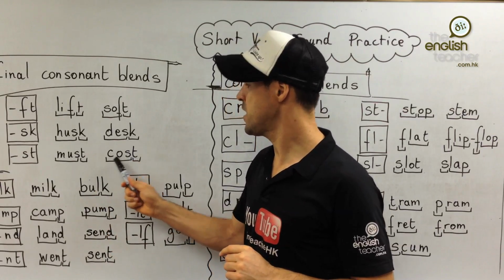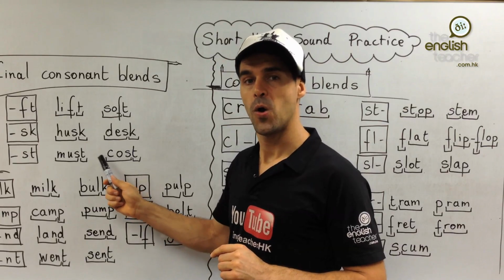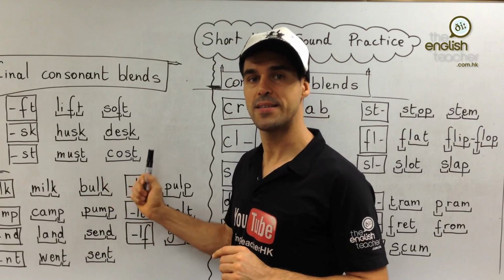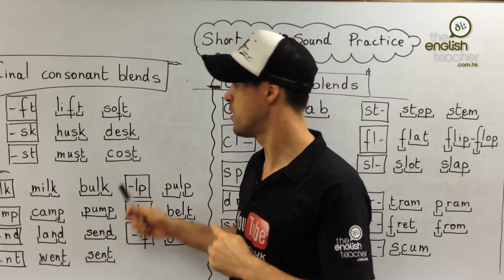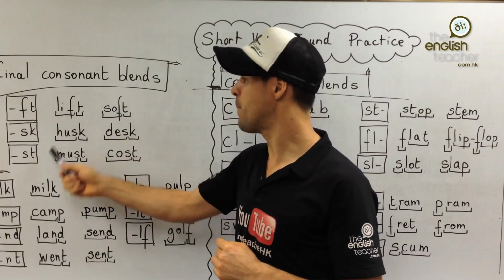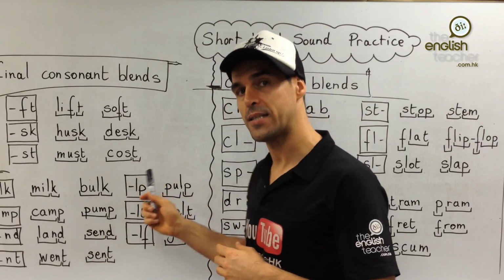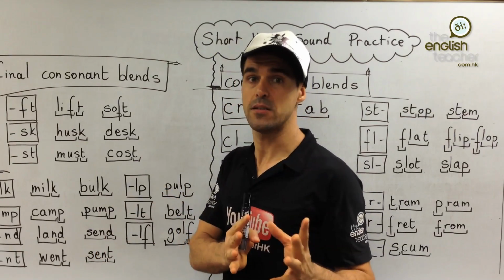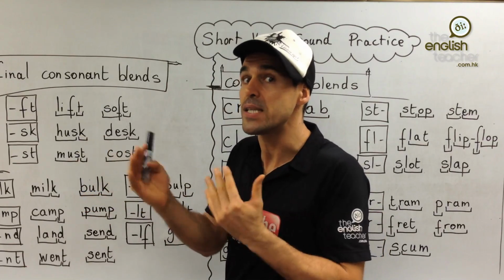The next one is C-O-S-T. Here we can say o, ko, kos, kost. Pronounce the T, all right? Don't forget that. Very important. Soft, lift, must, cost. The more you pronounce the last letters, the better people will understand you. And that is actually why we learn English, so that people can understand us.